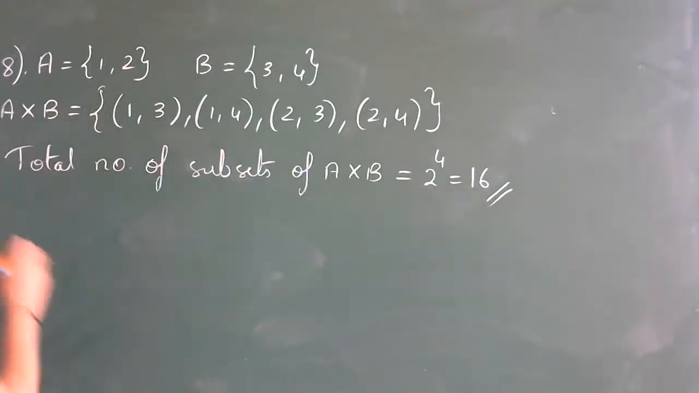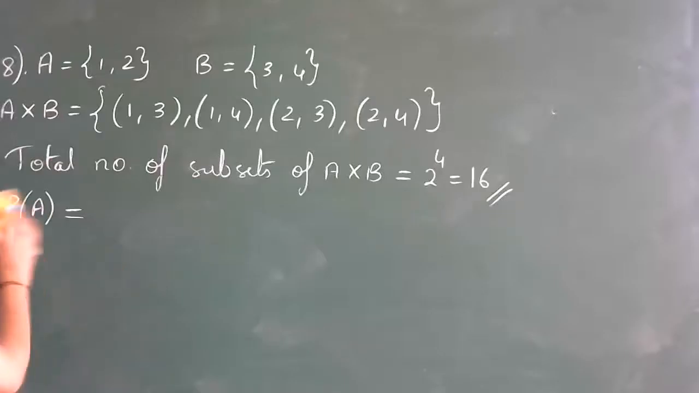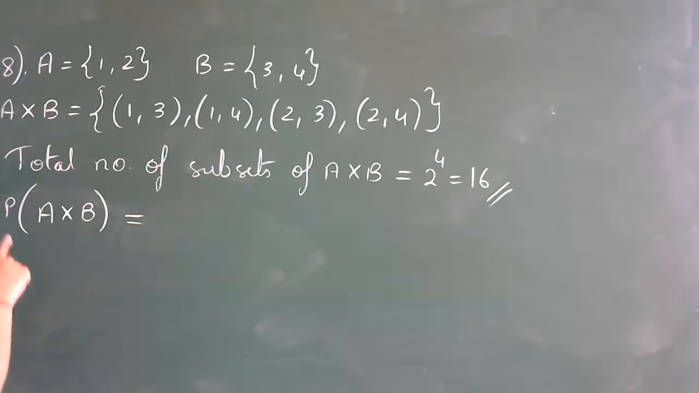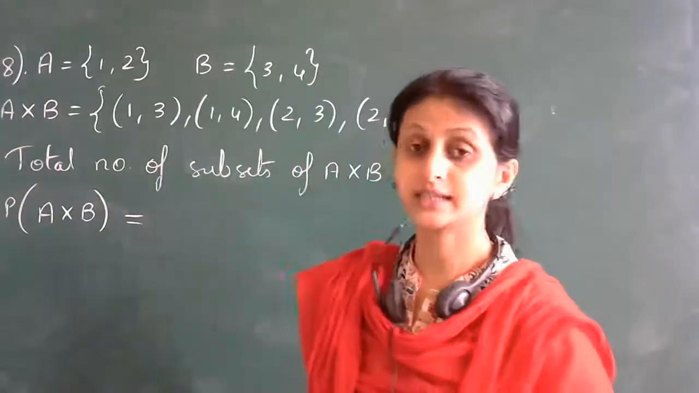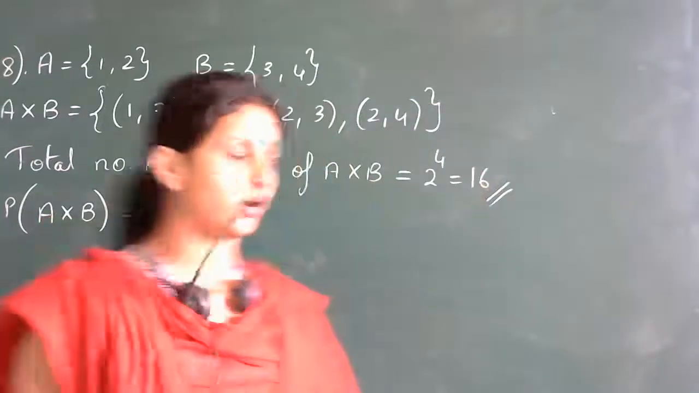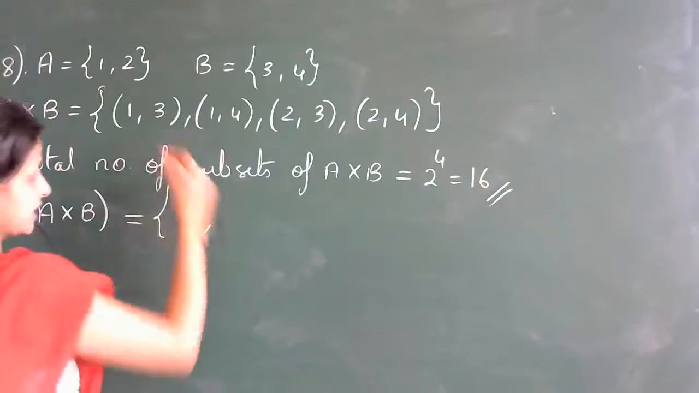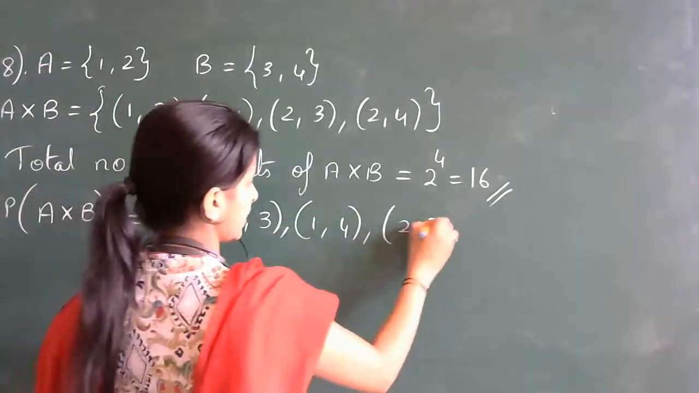Next question, we have to list them all. So let us list them all. As I told you, collection of all possible subsets will be what? Power set, right? So let me write it as P of A cross B, because collection of all possible subsets is nothing but a power set. So this is power set of Cartesian product A cross B. So let us list them all. First, which will come? Null set. Then you start taking singleton sets. Like first you will take 1 comma 3, 1 comma 4, 2 comma 3 and 2 comma 4.